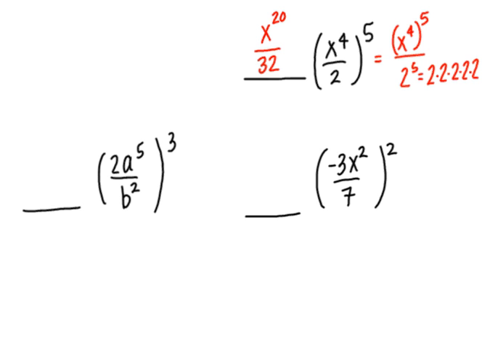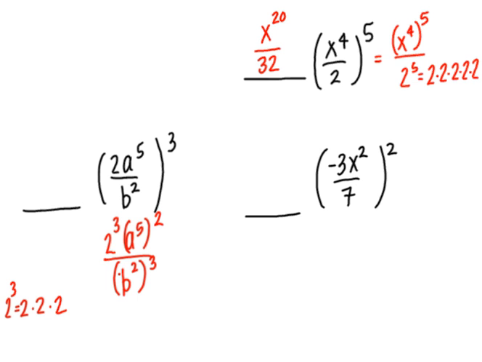Our next problem is 2a to the fifth over b squared, all cubed. So this would be 2 to the third, a to the fifth to the third, and b squared to the third. So 2 to the third is 2 times 2 times 2, which is 8. So that would give me an 8. A to the fifth to the second, we multiply our exponents, and that would give me a to the 10th. B squared to the third would be b to the 6th.